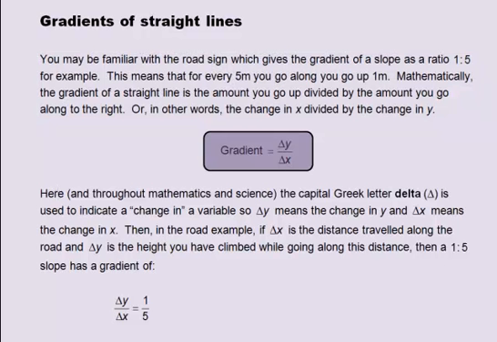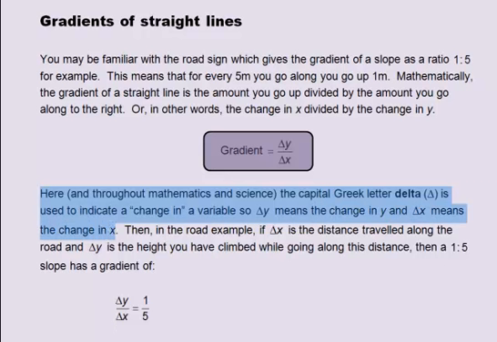Gradient equals delta y divided by delta x. Here, and throughout mathematics and science, the capital Greek letter delta, this symbol, is used to indicate a change in a variable. So, delta y means the change in y, and delta x means the change in x.